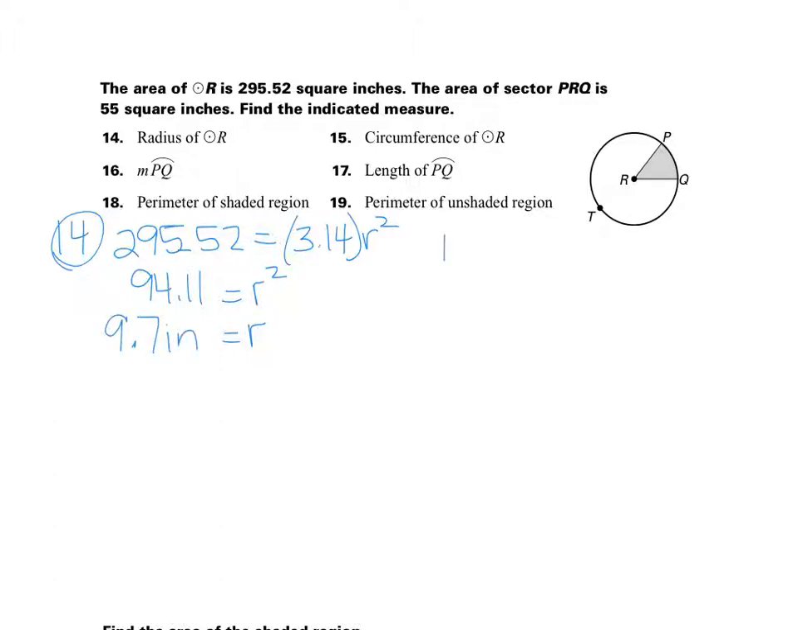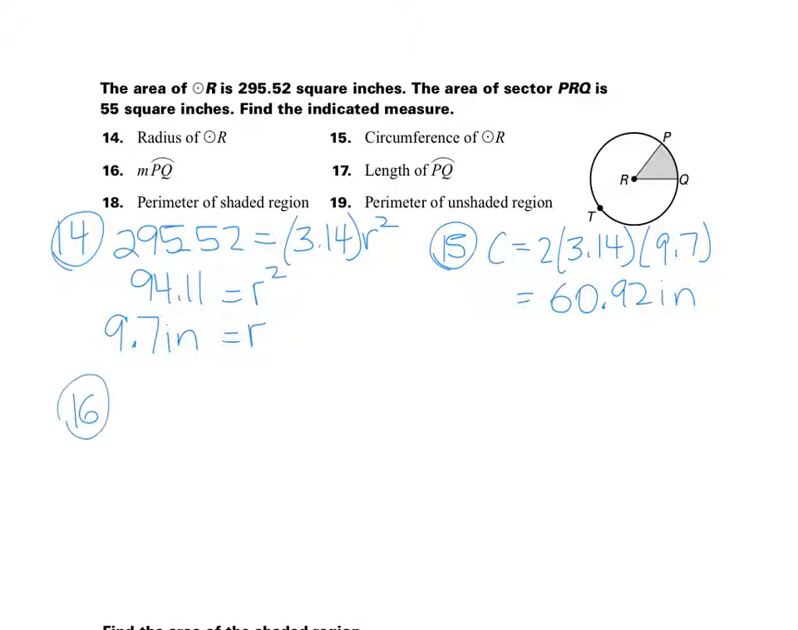Okay. The circumference is then 2 times pi times the radius that I just found. And that's 60.92. To find the length of, or the measure of an arc, so that means I'm looking for degrees. We do the area of the sector divided by area of the circle.